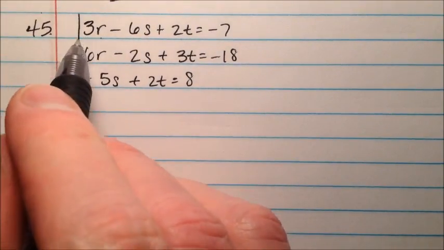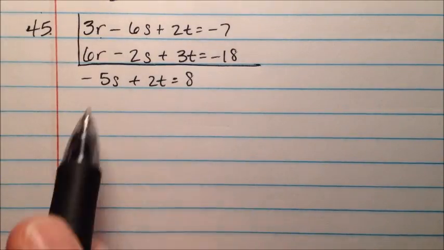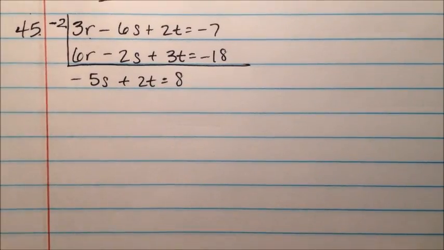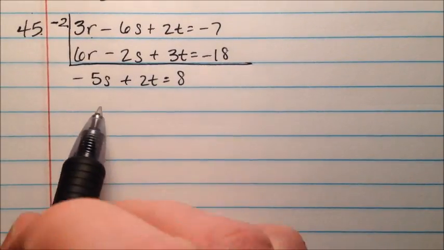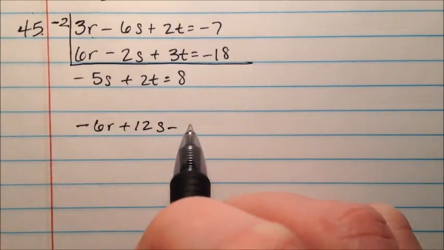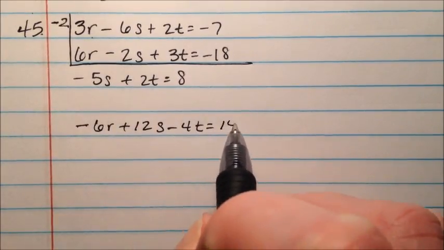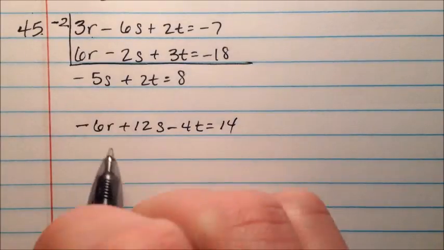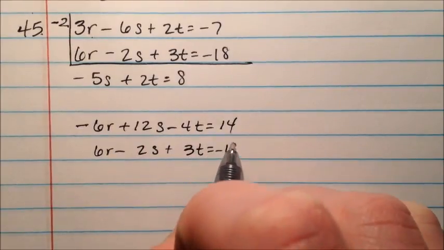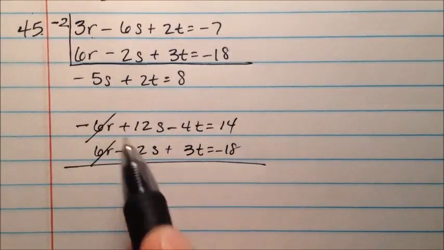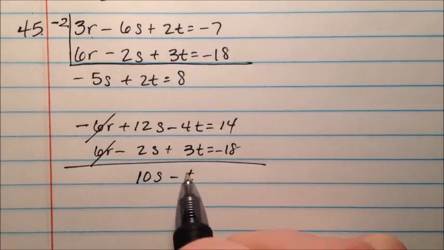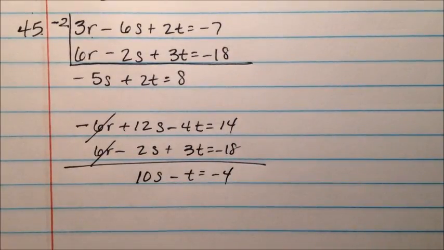Let's take these two equations here and eliminate the r's by multiplying the top by -2, and I'll write below that what I'm going to get. So -6r + 12s - 4t = 14. And then the other equation just comes along for the ride. When I combine those, my r's cancel out, which was the goal. So I get 10s - t = -4.